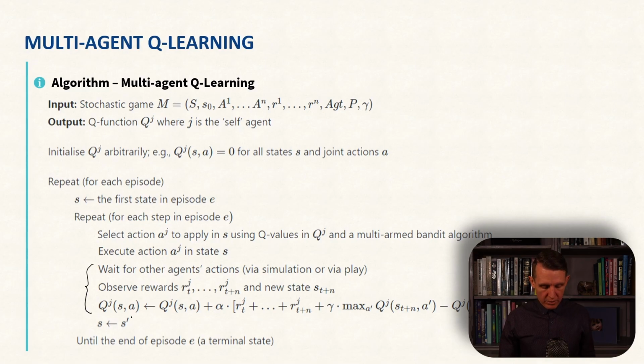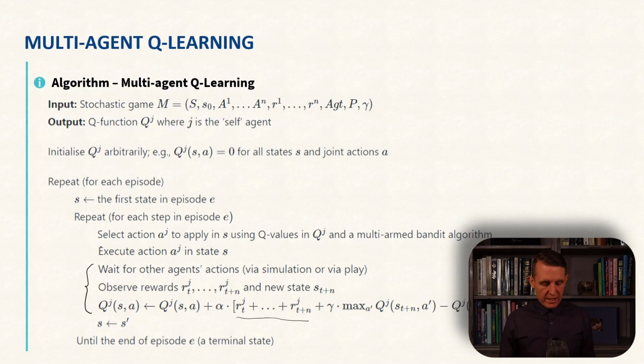Then the update rule looks pretty similar. We're updating Qj, where that's our Q function. We do it by updating the old information plus the weight of alpha times our new information. And our new information is exactly the same, except we have to remember to sum up all of the rewards we received since we played that move. Note that the temporal difference value is s_{t+n}, which is the state we observe after we have waited for all the other agents to play their actions.